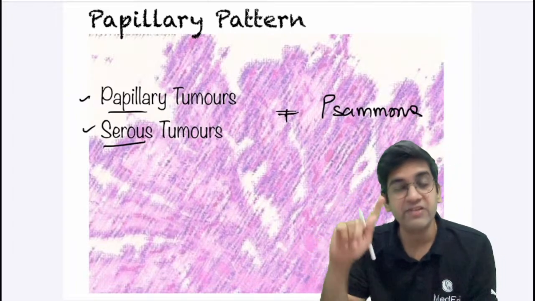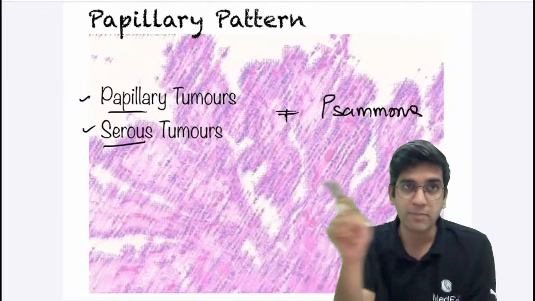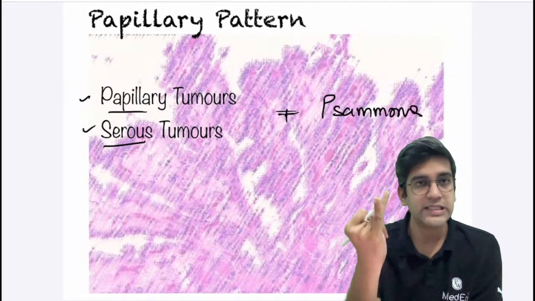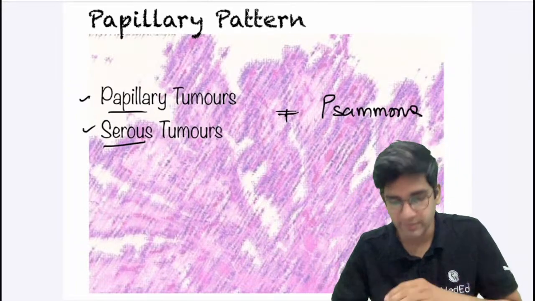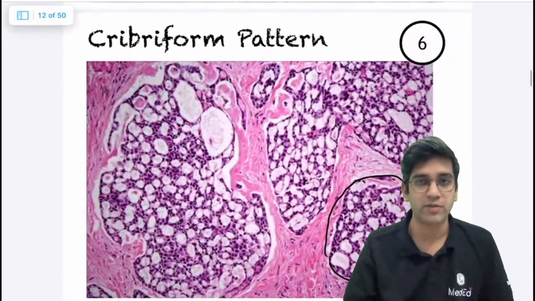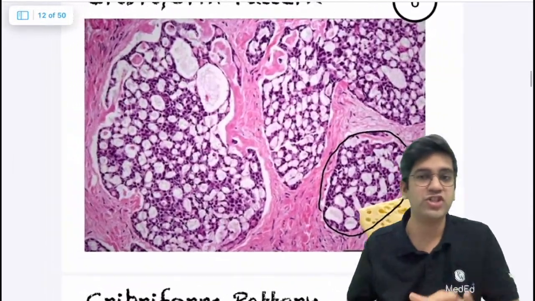See, meningioma will have a whorled appearance. That also will have Psammoma bodies, but not papillary. Papillary and serous will have a papillary pattern, right? Amazing. Okay, next, cribriform. It's also named as Swiss cheese appearance.